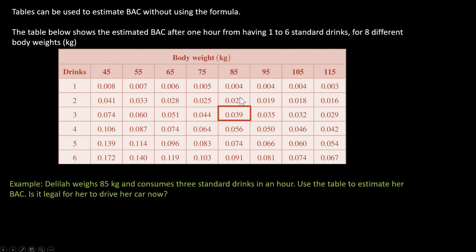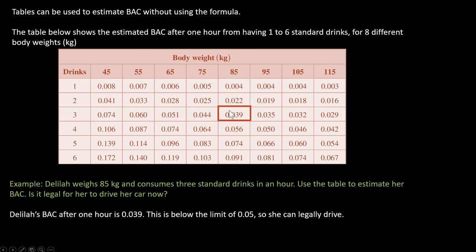So we're starting in that 85 column. We're reading down until we see 3 drinks. And where they meet is 0.039. So Delilah's BAC after 1 hour is 0.039. This is below the limit of 0.05, so she can legally drive. If you were asked this question, they would tell you if she was a bus driver or if she was on her L plates. So if it doesn't, you can assume that her limit's going to be 0.05.